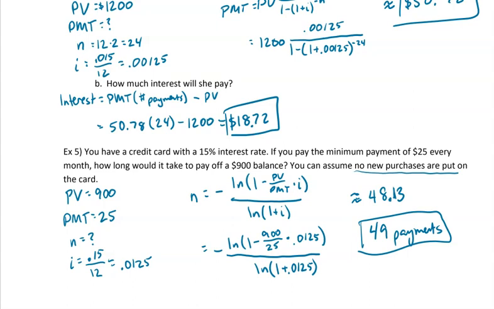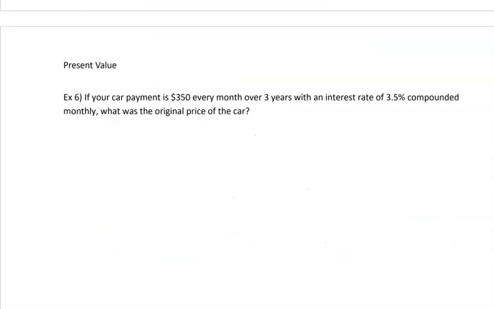All right, let's go on to number 6 and see an example of doing present value, so that last formula that we haven't used yet. All right, so number 6. If your car payment is $350 every month over 3 years with an interest rate of 3.5% compounded monthly, what was the original price of the car?